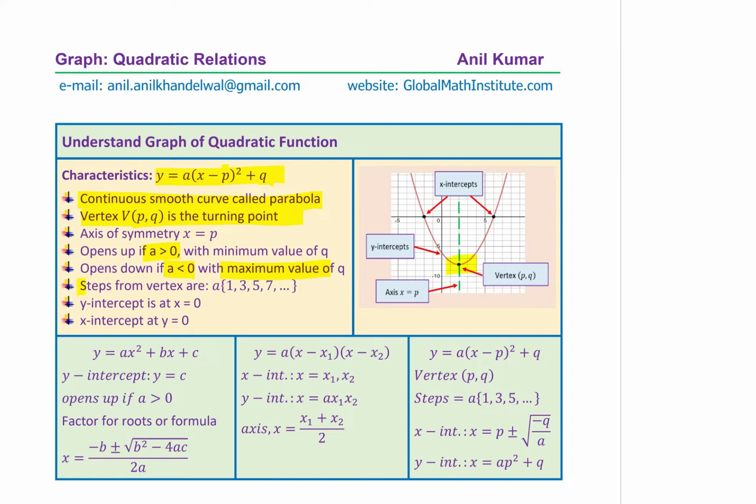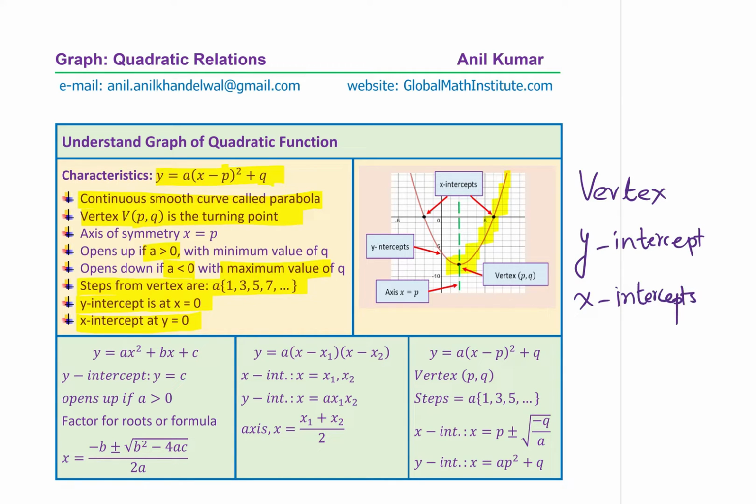We'll also learn that we can use the steps 1, 3, 5, 7 times a to get all the points on the graph and then sketch it very easily from the vertex. Well, you know that the y-intercept is a point where the x value is 0, and the x-intercept is a point where the y value is 0. Now these two intercepts are very, very important to label in your graph, right? So the critical points to label are, let me write them, the vertex, the y-intercept, and the x-intercepts.